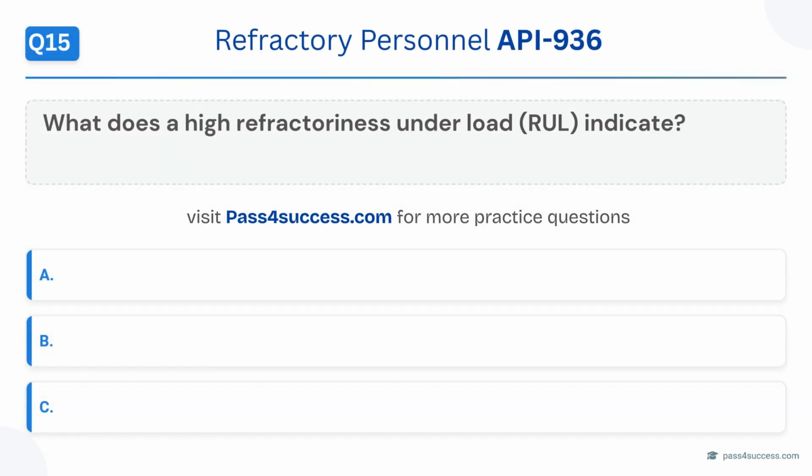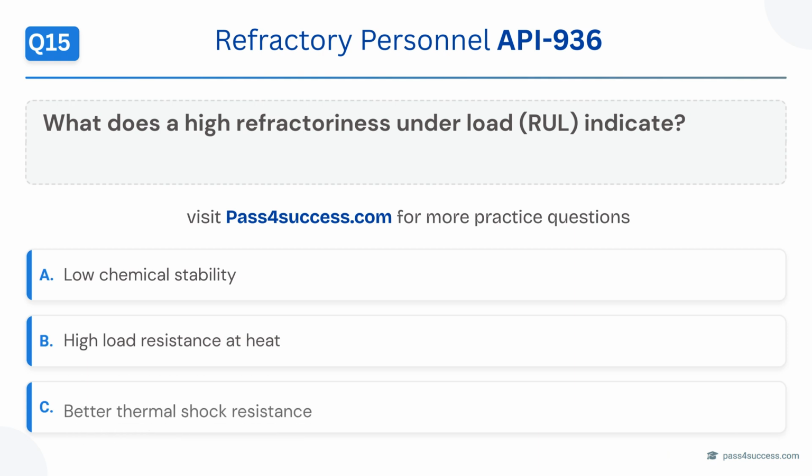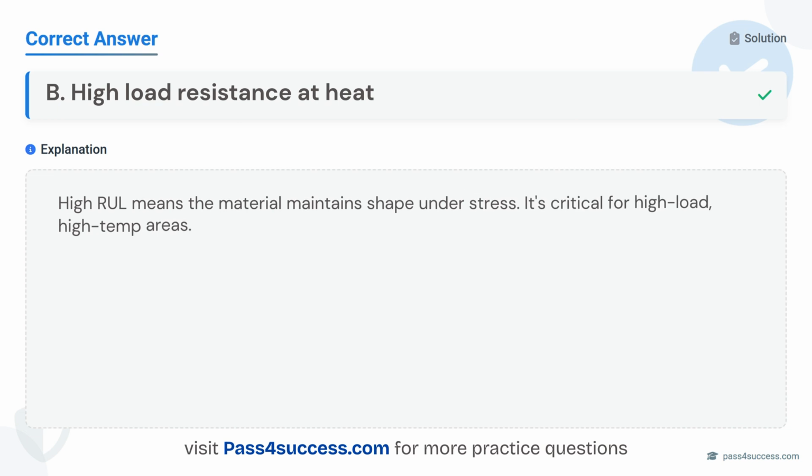Here's one you shouldn't miss. What does a high refractoriness under load, RUL, indicate? A. Low chemical stability. B. High load resistance at heat. C. Better thermal shock resistance. Correct answer is B. High load resistance at heat. High RUL means the material maintains shape under stress. It's critical for high load, high temp areas.